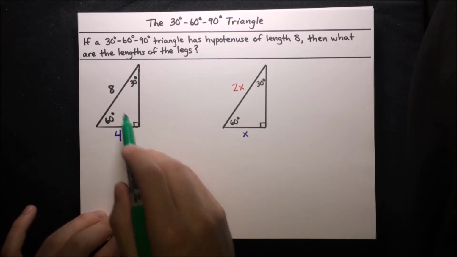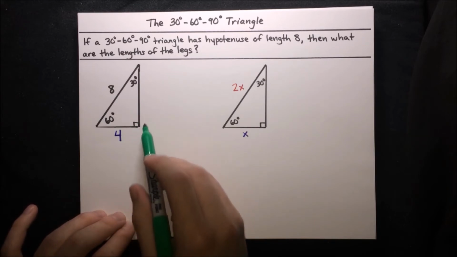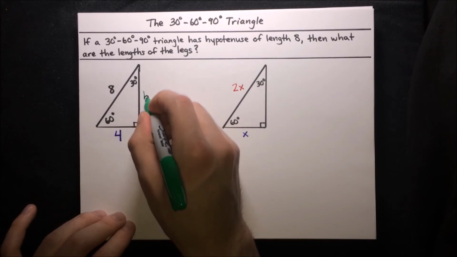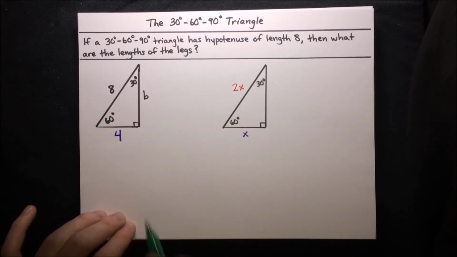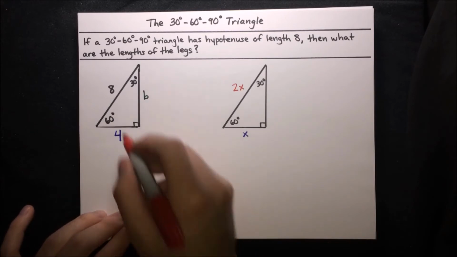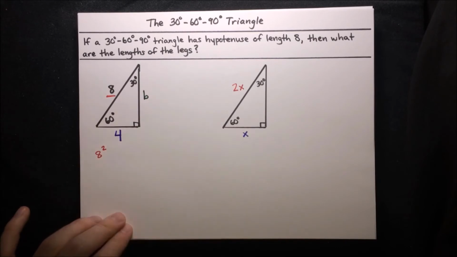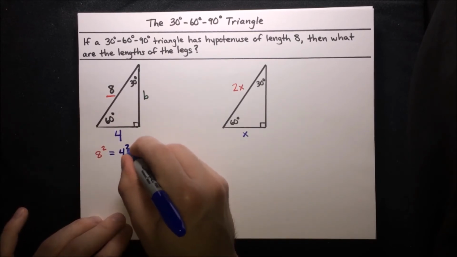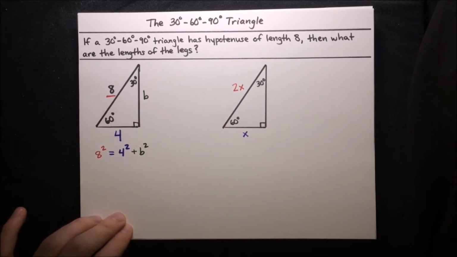Well, now that we know two sides of the triangle, and since this is a right triangle, we can use the Pythagorean Theorem. So why don't we label this middle-sized leg as b, so it'll be like ABC, and then we can set up the Pythagorean Theorem. That just states that the hypotenuse squared, so 8 squared, is equal to the sum of the legs squared. So equals 4 squared plus b squared.